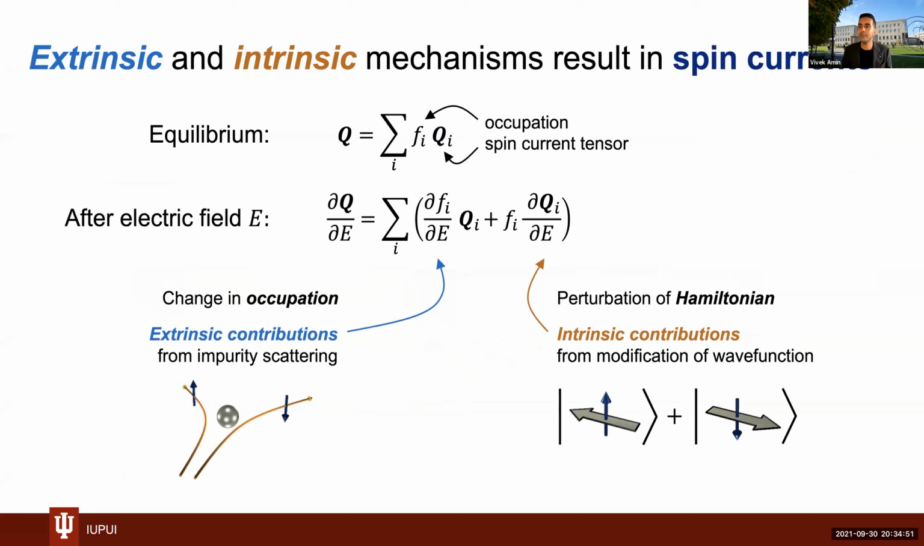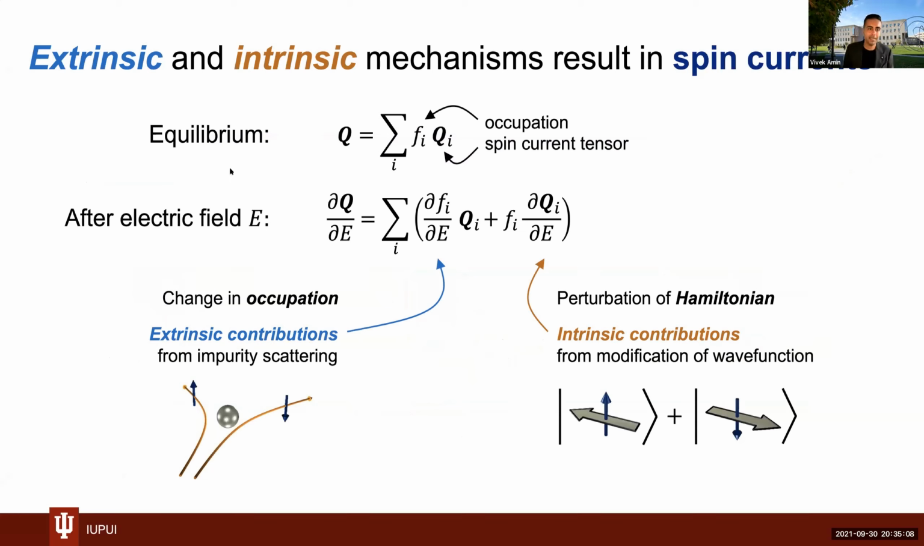Loosely, there's two different mechanisms that researchers talk about when they're studying spin current generation. You can classify those as extrinsic or intrinsic. And it's important to point out that there's not agreement in the community about what these terms actually mean. So I'm going to tell you exactly what I mean in this particular case.